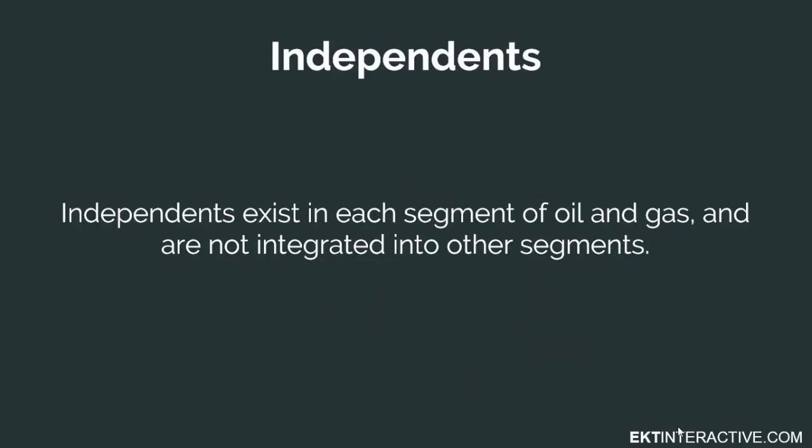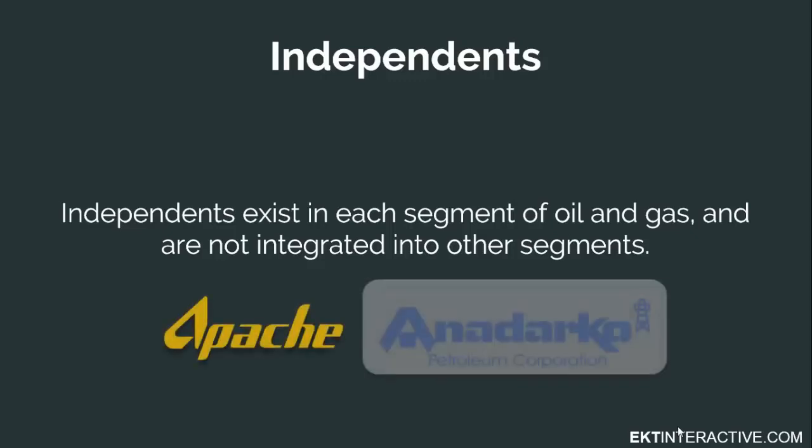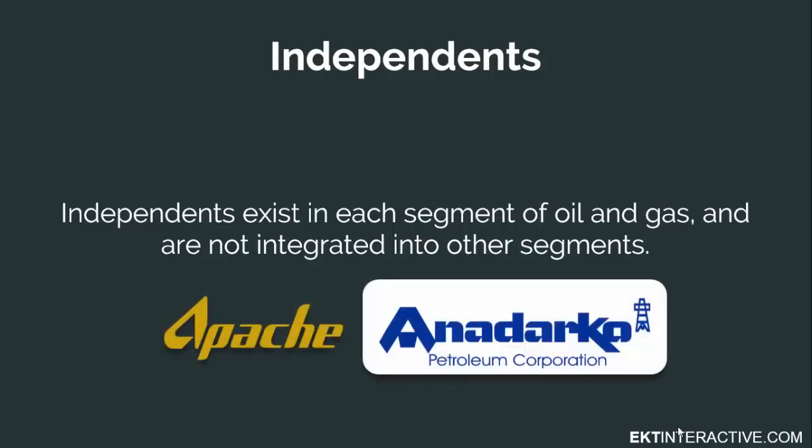Independents exist in each segment of the oil and gas industry. What makes them independent is that they are not integrated into other segments. Independents in the upstream are those E&P companies that concentrate solely on finding and producing oil and gas. Examples include Apache and Anadarko, but there are many others.